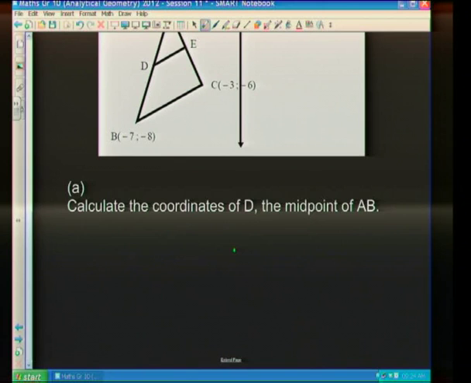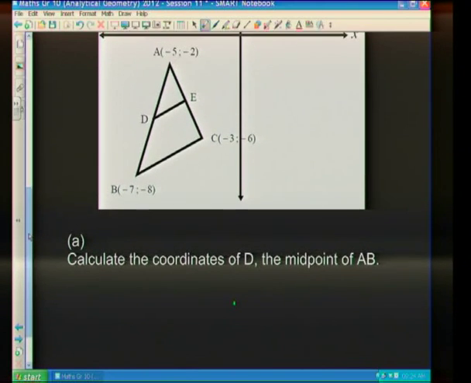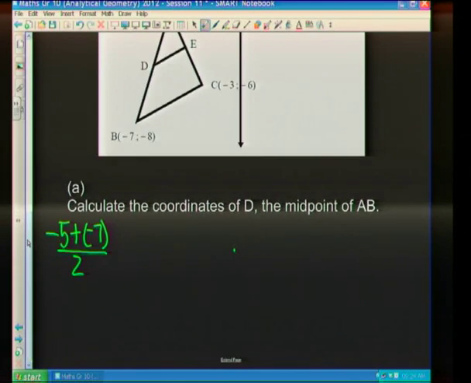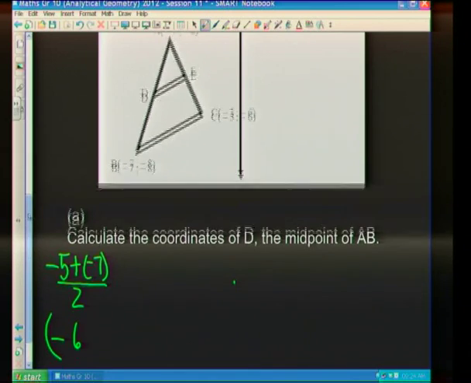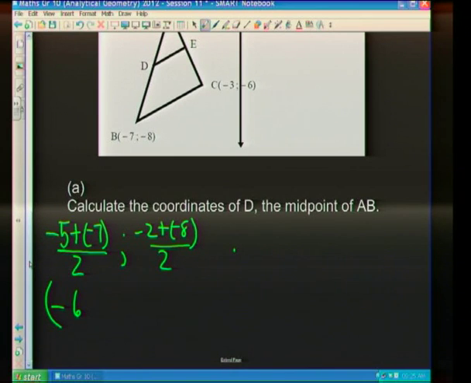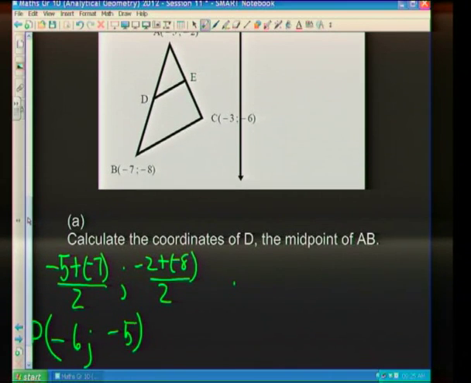So I'm going to say, in order to calculate the midpoint, I need to take the one x value, add it to the other x value, so minus 5 plus negative 7 over 2. That gives me minus 12 over 2, which is minus 6. And then for the y values, the same. I take minus 2, I add negative 8, and I divide by 2. That gives me minus 10 over 2, which is minus 5. And remember, keep it tidy. Write your coordinate nicely like that. So D is minus 6 and minus 5.